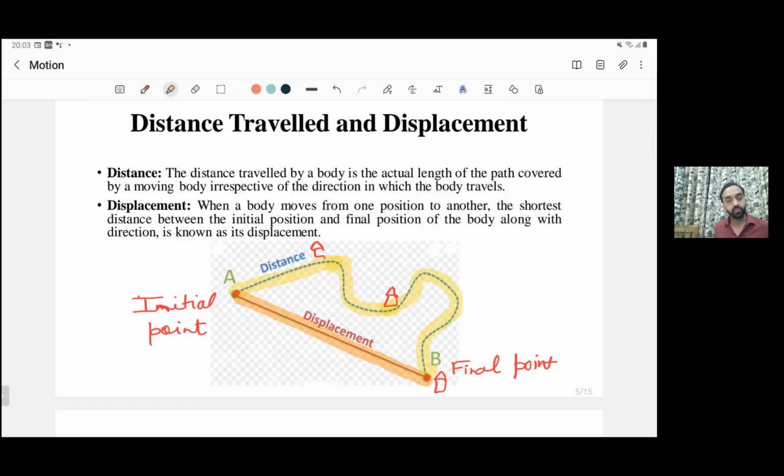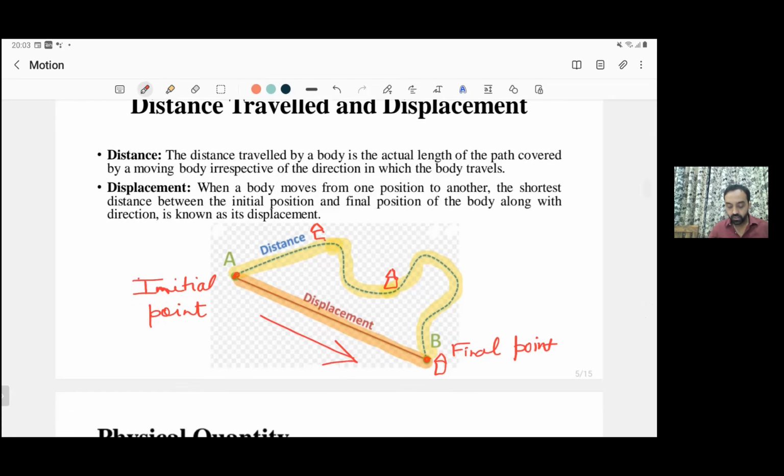That is your displacement. Another thing we see is that distance does not have any direction. We only say how much distance you have covered from the start to the end, whatever actual path you have followed. But for displacement, we have to see the direction also. The direction of the displacement is always from the initial point towards the final point. So this is how we get the direction as well as the value of a displacement.